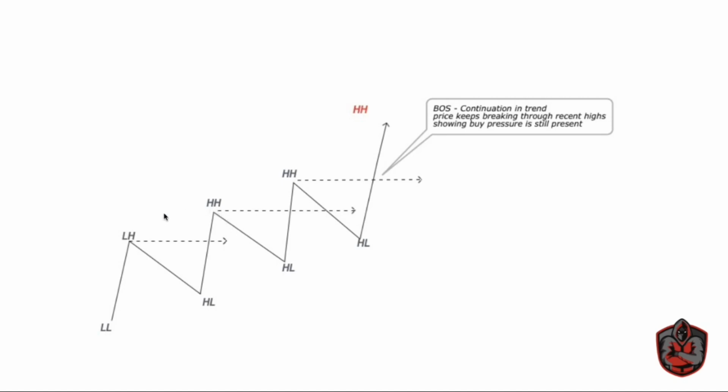Once price creates that new higher high and prints that higher low, and then it impulses above that recently created higher high, that is identified as a break of structure. This break of structure signals a continuation in trend, because it shows that the buyers are still in power, as none of the lows were broken, only the highs were broken, which allows us to look for opportunities to buy into the market.